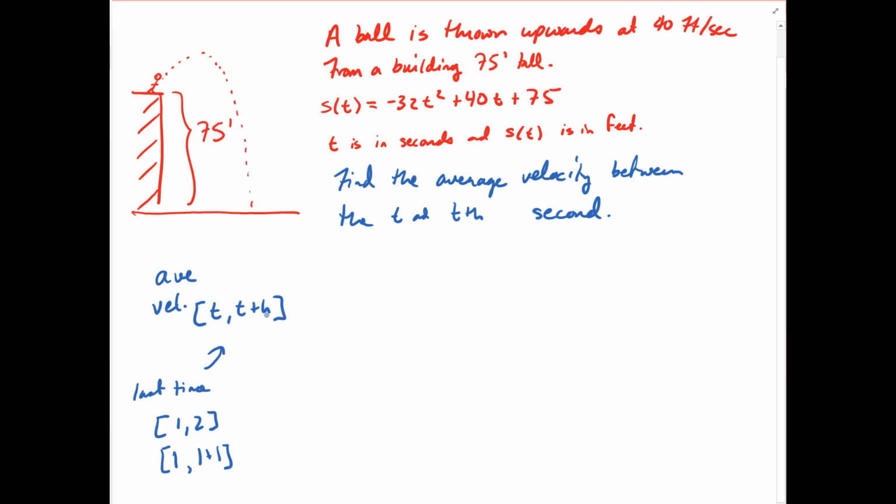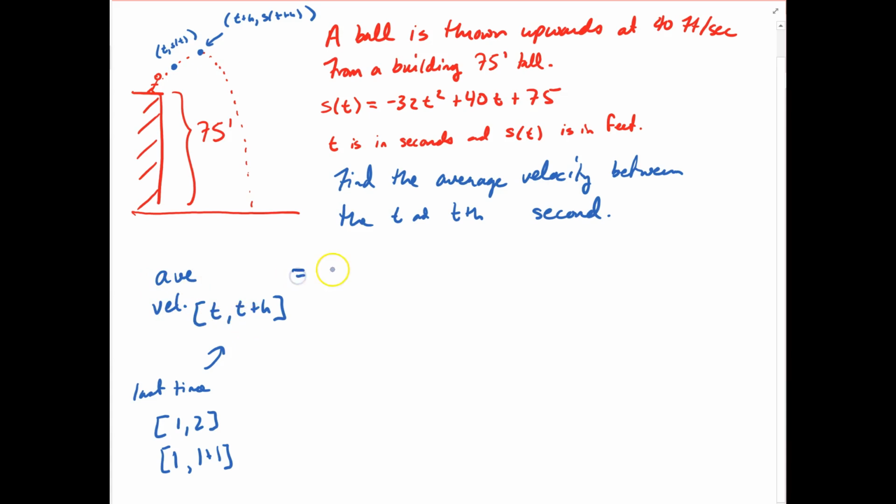That could be for any two time values. So that could be, for instance, right here, the ordered pair t comma s of t. And then this time value right here would be the ordered pair t plus h comma s of t plus h. So the idea here is we're being more general, so this could be for any two points over the life of this curve. So we're computing the average velocity over this interval.